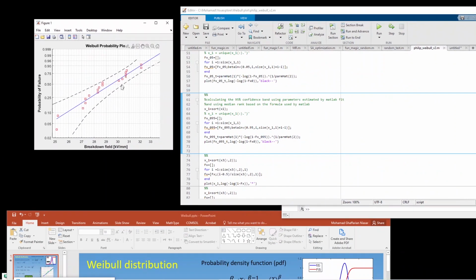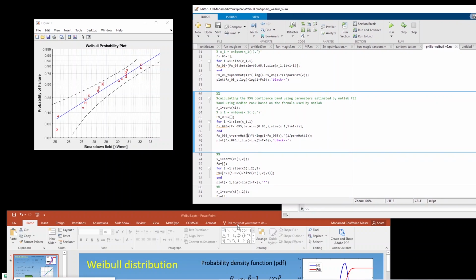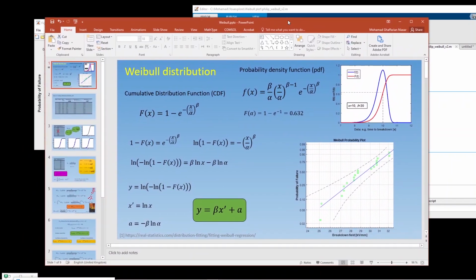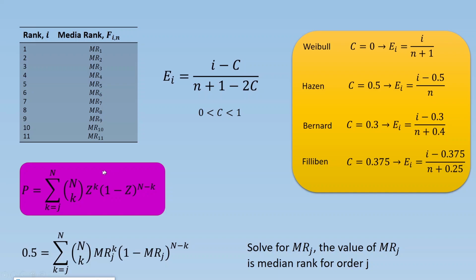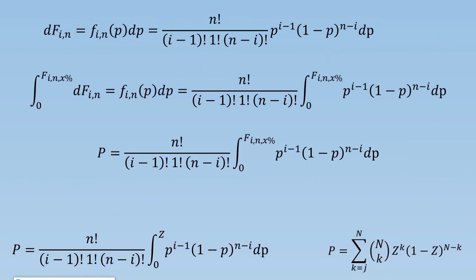All right, by now you already understand how to plot the confidence bound and Weibull plot in MATLAB. I can put this code somewhere, maybe in the description, so that you can use it. The last part of the video is that I'm going to show you how to obtain this formula.